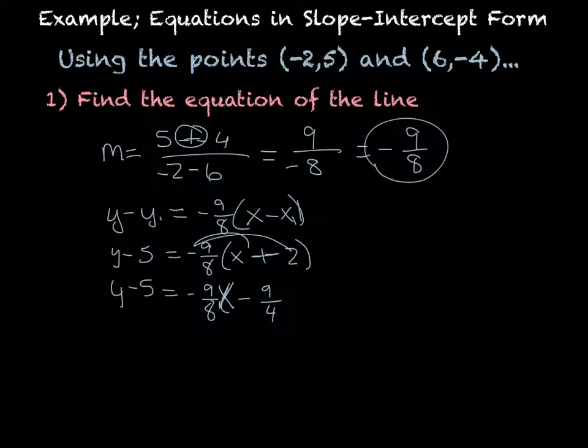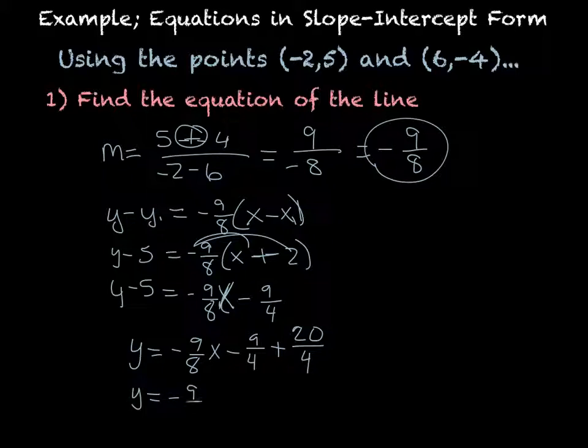All right, then I add the 5 over, and I have y equals -9 over 8x minus 9 over 4 plus 20 over 4. 20 over 4 is equal to 5, so I just converted it so that I can add these fractions together. And I have y equals -9 over 8x plus 11 over 4. And that would be your final answer.